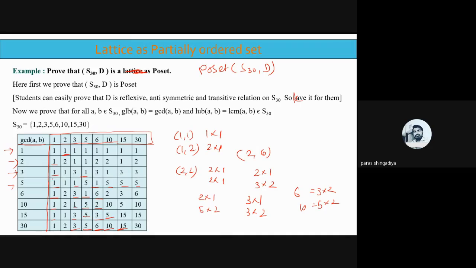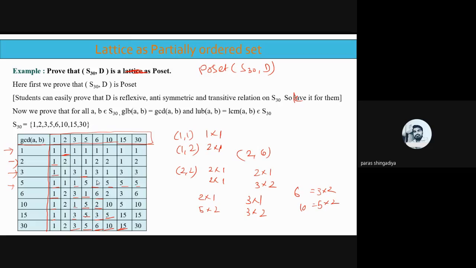All these answers belong to the S30. Okay? All this value, that is, answer 1 is repeated, 2 is repeated, 5 is repeated, 6 is repeated, 10 is repeated, 15 is repeated. So all these values included in this box belong to the S30. There is no such other value which is not a part of S30.